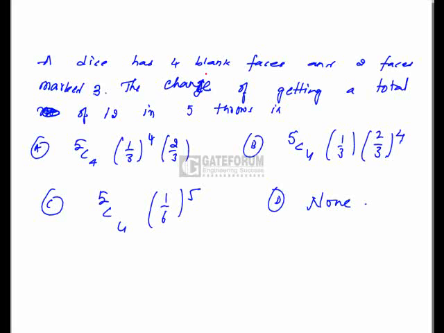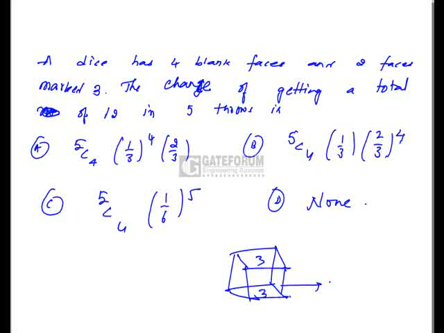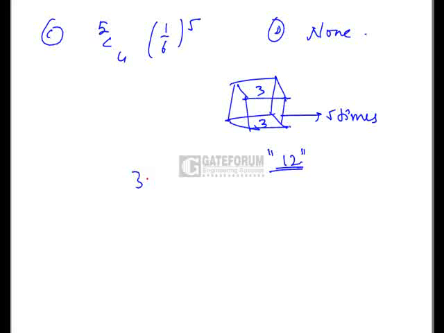In this problem, it is given that a die has 4 blank faces and 2 faces marked as 3. So a die consists of 4 blank faces, and only 2 faces are marked as 3. Now he's asking, if it is thrown 5 times, what is the probability that you'll get 12? Now we will get 12 if out of 5 throws, exactly 4 throws are 3s, and the 5th throw must not be 3, so it should be blank.